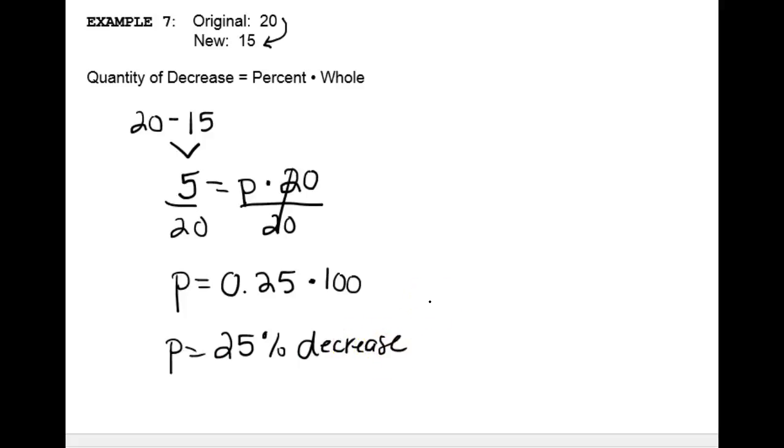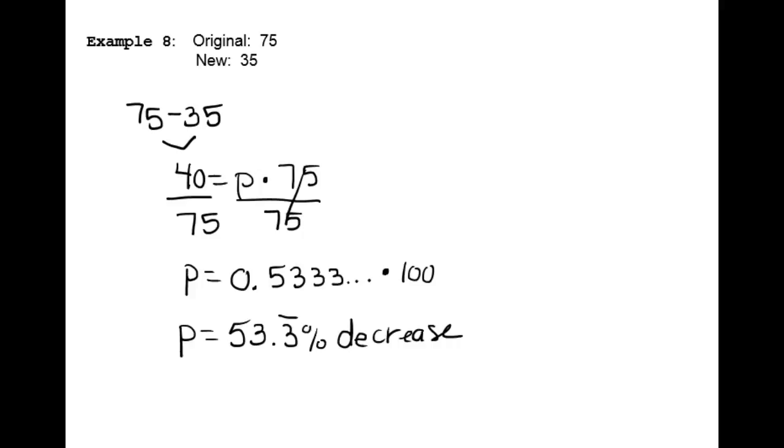All right, go ahead and try the very last one on your own. Look over your work and see how you did. For this one, you should have got a 53.3 repeating percent decrease. Or another way you could write that is 53.33% decrease. That would be correct as well.